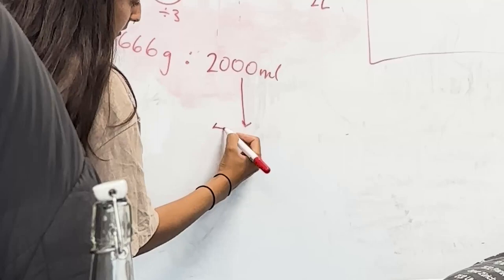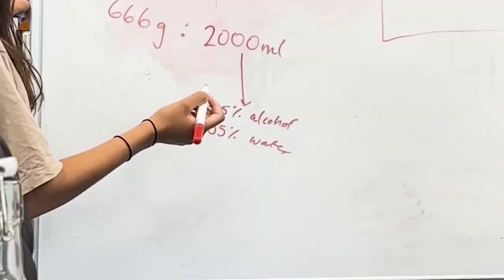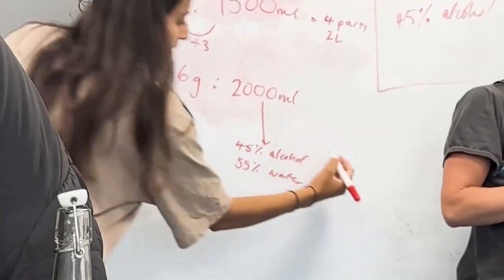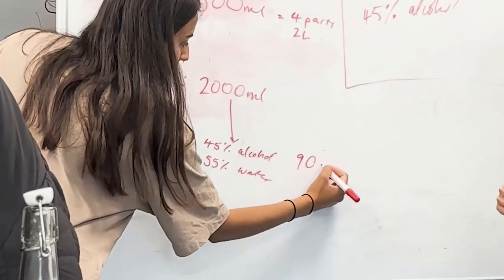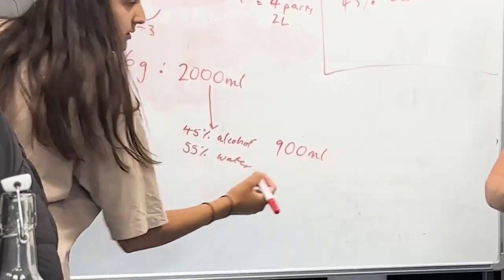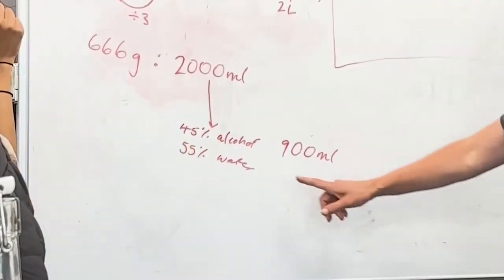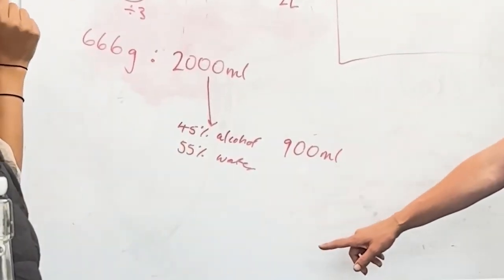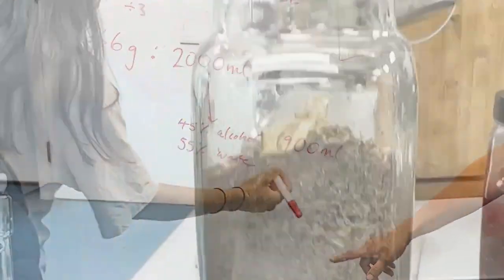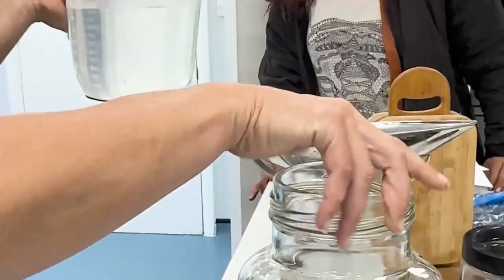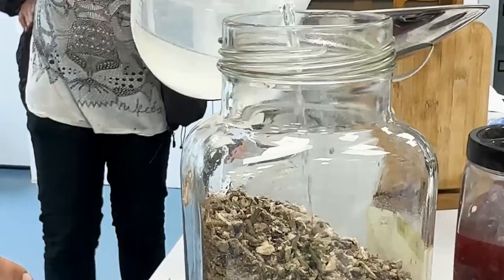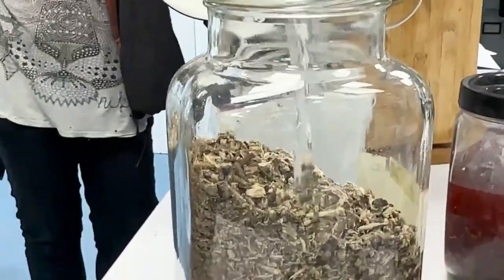There's got to be 45% alcohol. What's 45% of one? So 900 ml of alcohol, that's a double. And what is it of water? 1100. Echinacea angustifolia. 1100 ml of water, and I will put 900 ml alcohol.